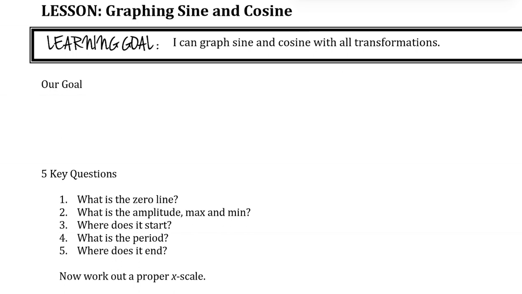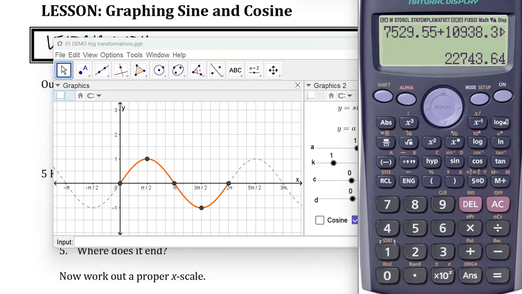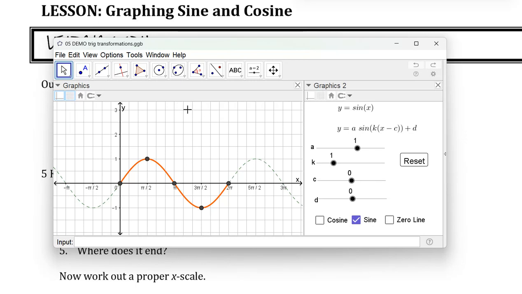So today we're graphing: given an equation, coming up with the graph. I'm going to show you the, whoops, not that. Here's the base sine curve. This is what it looks like. Those 5 points are what we're going to talk about first.